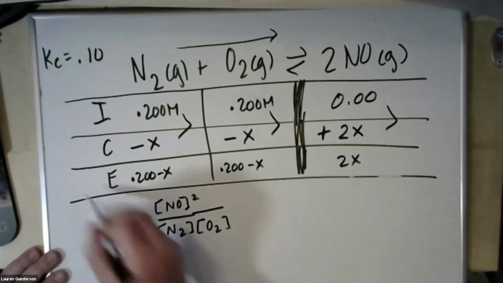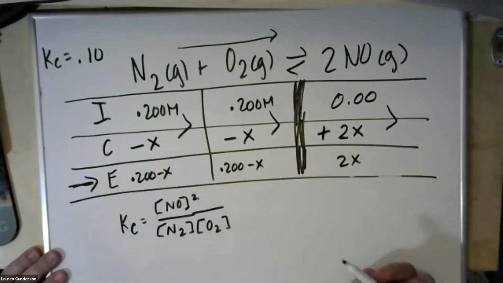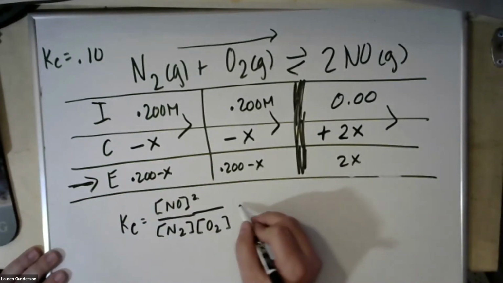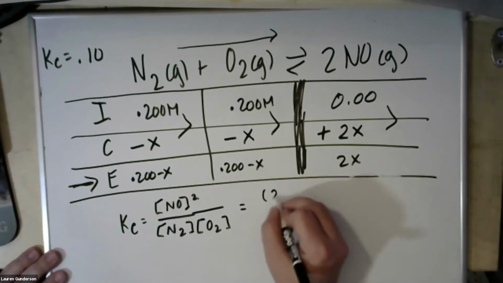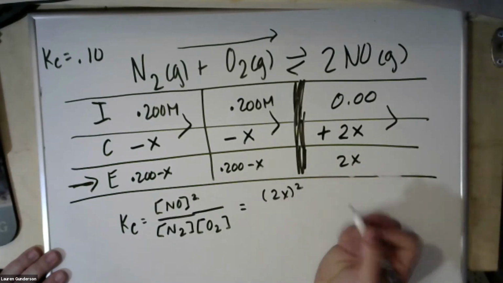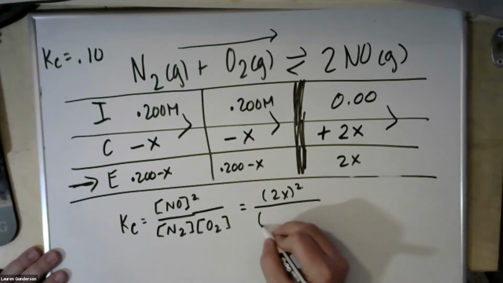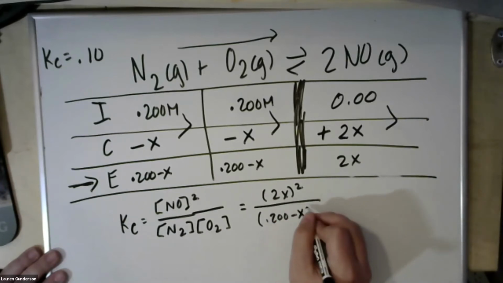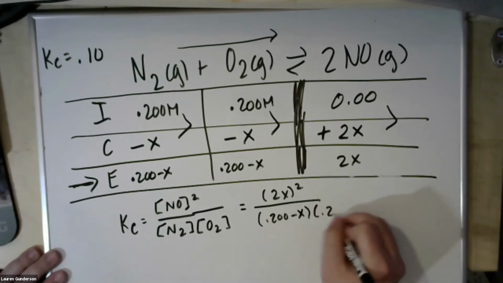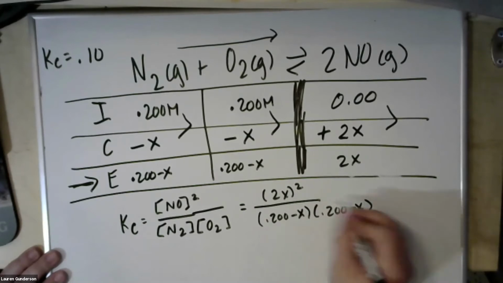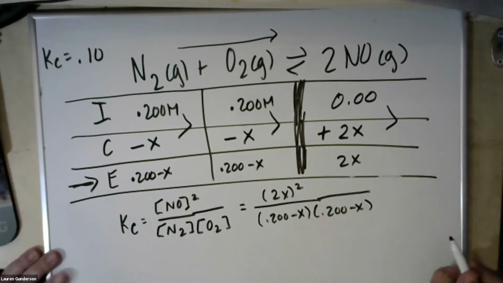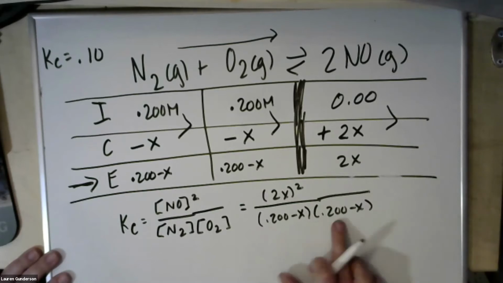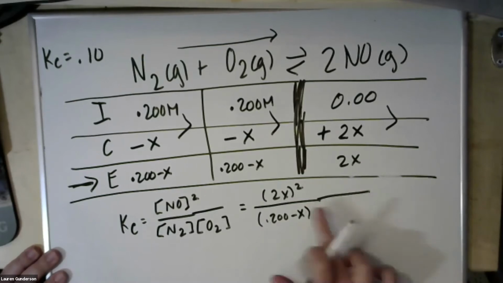All right. And now we're going to plug in this row. So it's 2x squared over 0.200 minus x times 0.200 minus x. Now in this case, we have two values that are the same on the denominator, so we can rewrite this as 0.200 minus x squared.